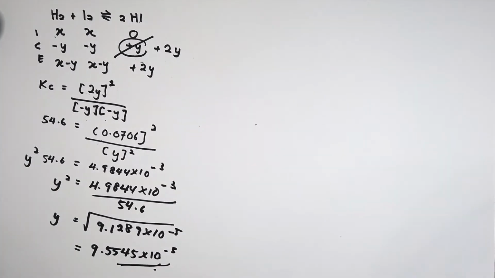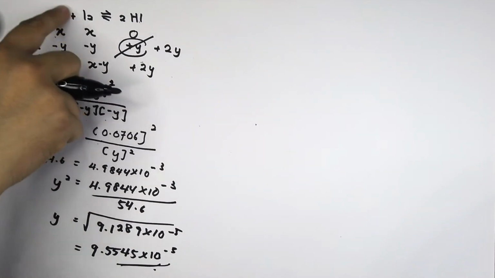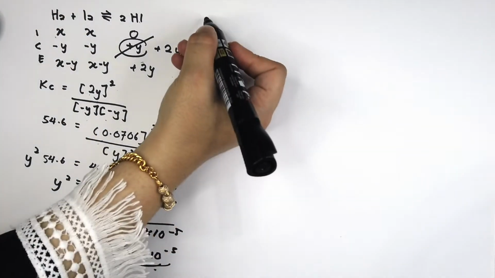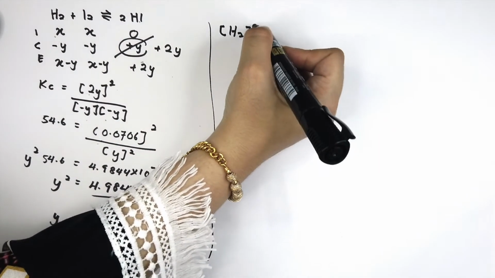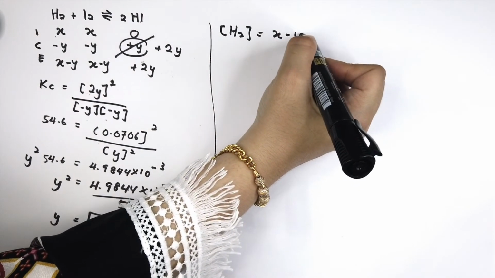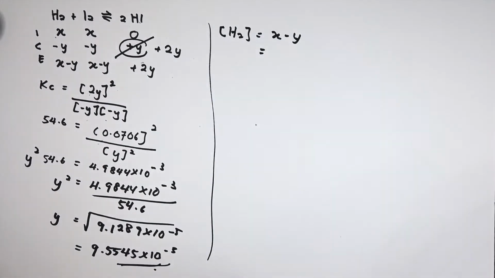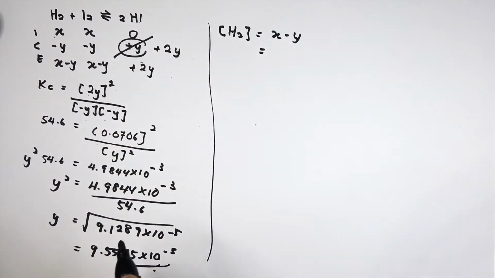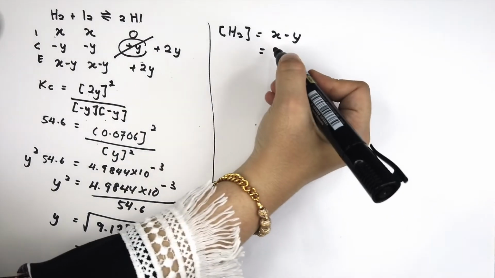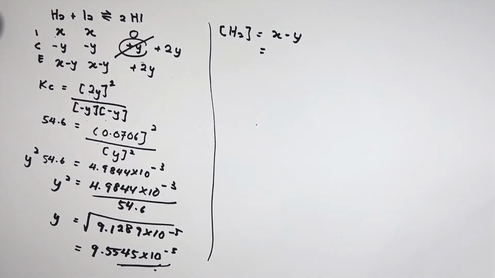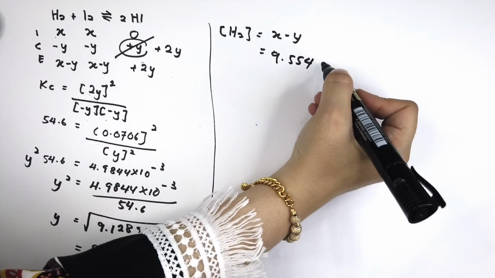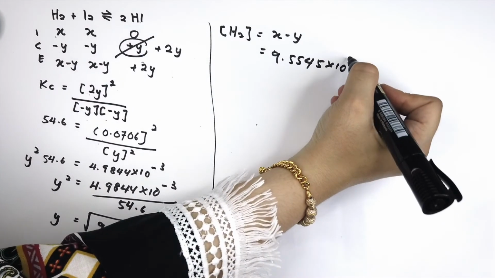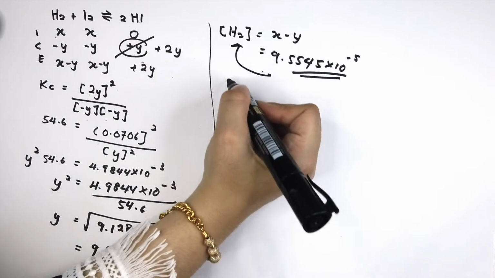In the question, you were asked to find the concentration of the H2 and also the concentration of I2 at equilibrium. The concentration of H2 at equilibrium supposedly is X minus Y. But since we don't know what is X, and a concentration can never be a negative value, we assume that the concentration of H2 is equivalent to 9.5545 times 10 to the power of negative 5, which is also equivalent to the concentration of the I2.